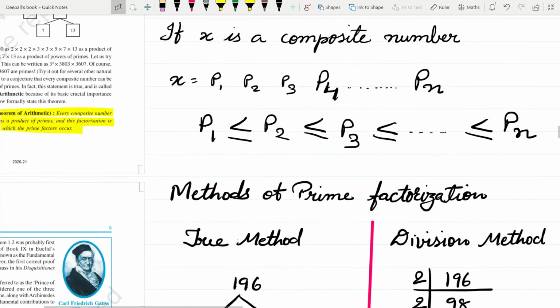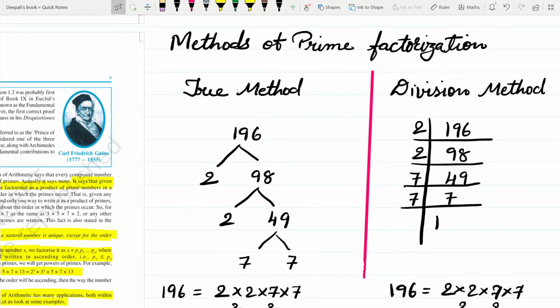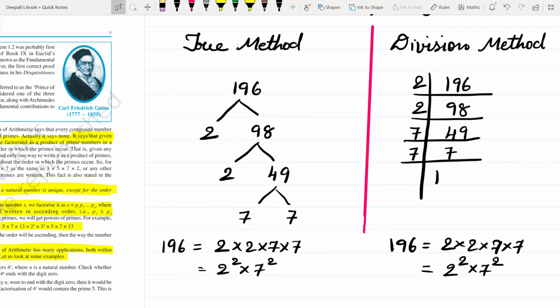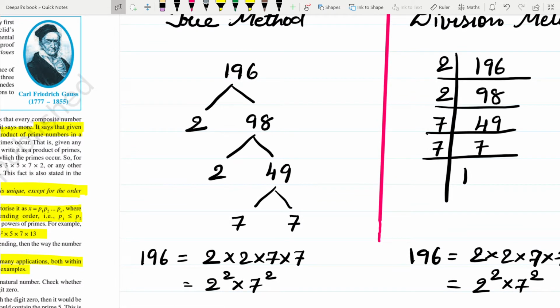Now there are two methods of prime factorization. The first one is the tree method. Suppose we take an example of 196, then 2 into 98 gives 196.